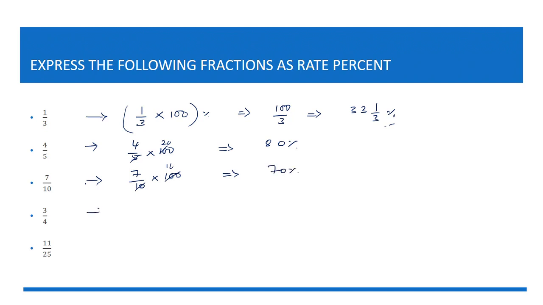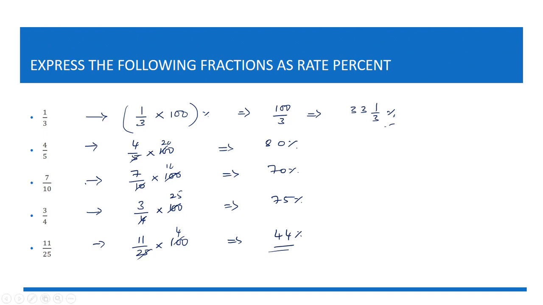Right. 3 by 4, that is 3 by 4 into 100, which is going to be 4 1s are 4, 25s are 25, 3s are 75%. Then 11 by 25 into 100, which is going to be what? 25 1s are 25, 4s are 4, 11 4s are 44%. Right. This is how you are going to express the fraction as rate percent. Right, let us check out the next.